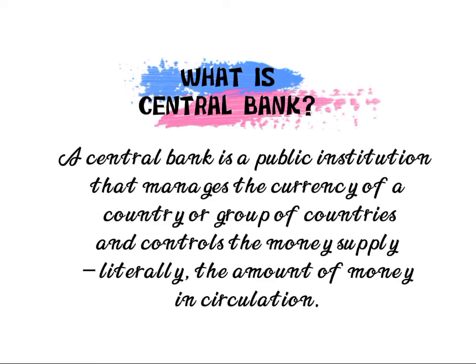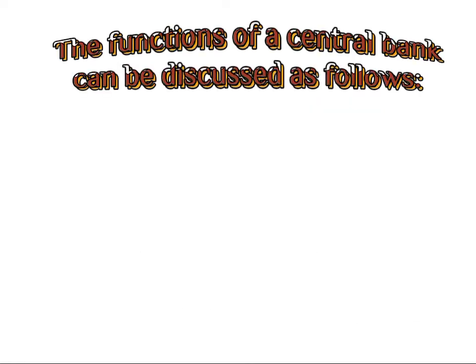So what is central bank? A central bank is a public institution that manages the currency of a country or group of countries and controls the money supply, literally, the amount of money in circulation. The main objective of many central banks is price stability. The functions of a central bank can be discussed as follows: 1.